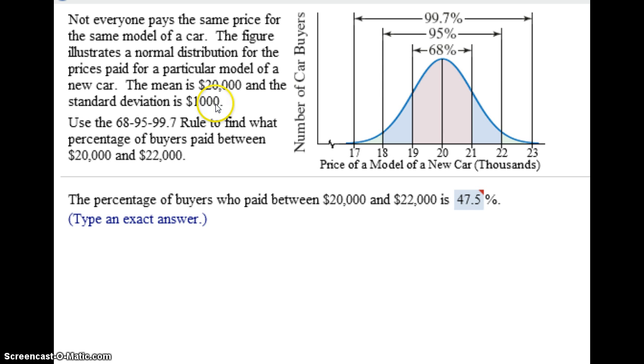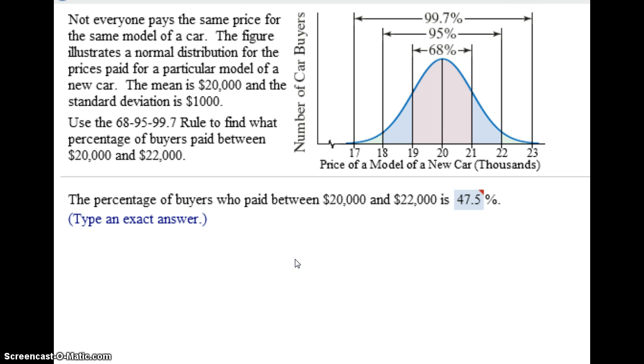So just to quickly go over that, if the standard deviation is 1,000, that means if you start from the mean and go 1,000 above and 1,000 below, 68% of people will pay within that range. If you go 2 standard deviations, so in this case 2,000 above and 2,000 below, 95% of people will be within that range. And then 3 steps above to 3 steps below, 99.7% of people are within that range.